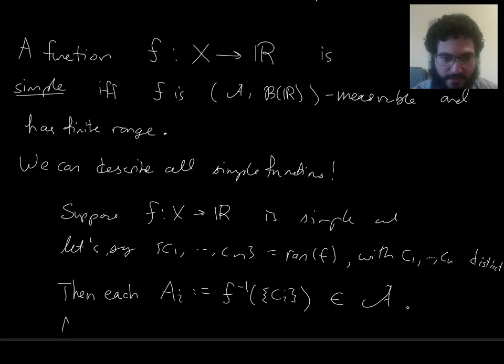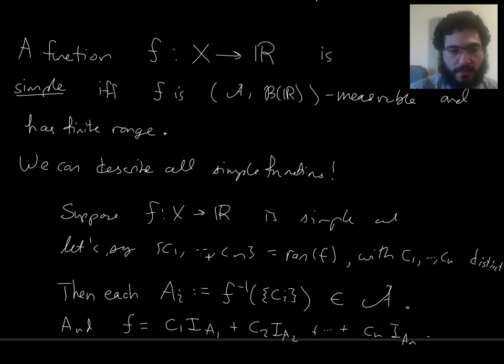So these are all measurable. And assuming these are distinct, you can write f as basically a linear combination of the indicator functions for these. So C1 I_A1 plus C2 I_A2, and so on. So then we're seeing that every simple function is actually a linear combination of indicator functions of measurable sets. So that's a nice explicit description of the simple functions.